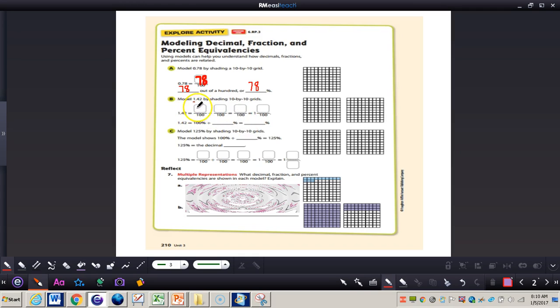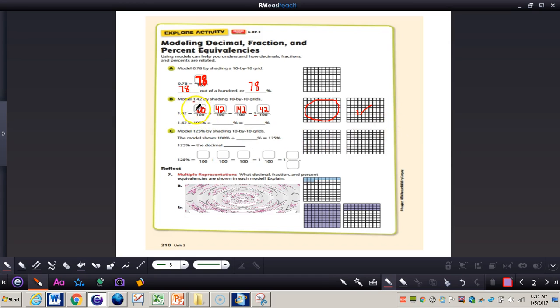So 1 and 42/100ths equals 100 out of 100 of these shaded in, plus 42 out of the 100 shaded in, equals 142 out of the 100 are shaded in, equals 1 and 42/100ths. In other words, the 1 represents the whole entire 10 by 10 grid that you shaded in, and then the 42/100ths fraction represents the 42 that you shaded in on that second 10 by 10 grid.